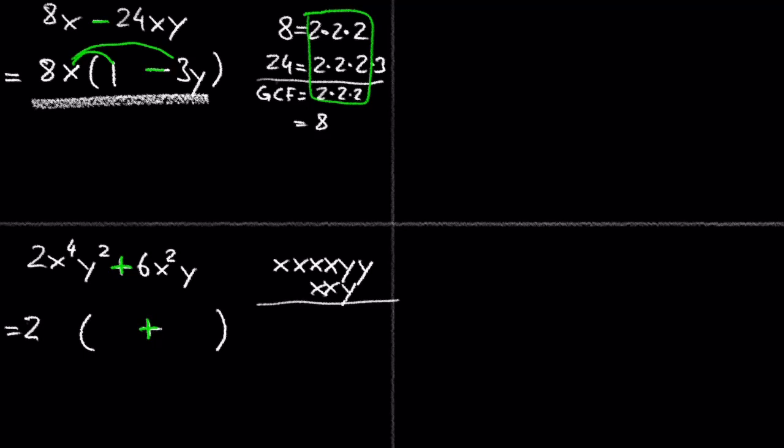Both of these terms have at least 2 x's multiplied by itself, and we also have at least one y in both of the terms. So let's take the x multiplied by itself and the y out. We put x times x, which is x squared, and the y in front of the parentheses.